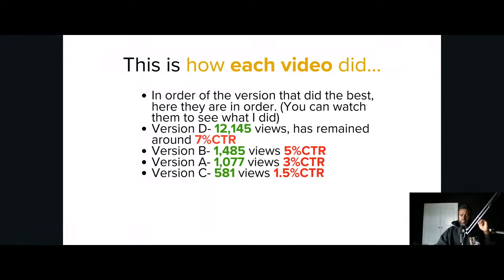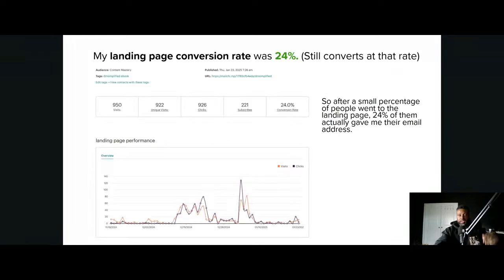And even after people clicked on the ad, it doesn't mean that people are going to sign up. This just means that this many people saw the video, and from that video, they clicked to go see the ad. Now, my landing page conversion rate was 24%, and even today, it still converts at that rate. I think it might be over 1,000 people that visited that page now, but it still converts at about 24%.